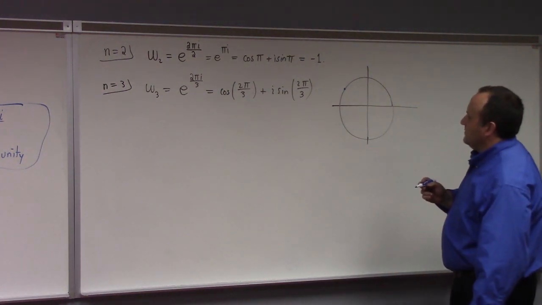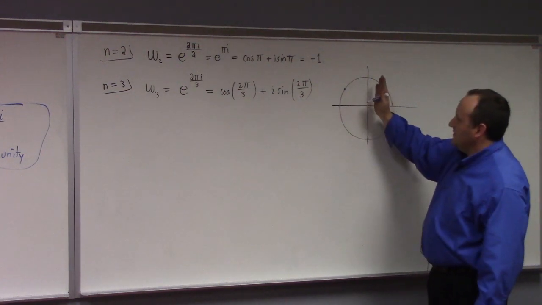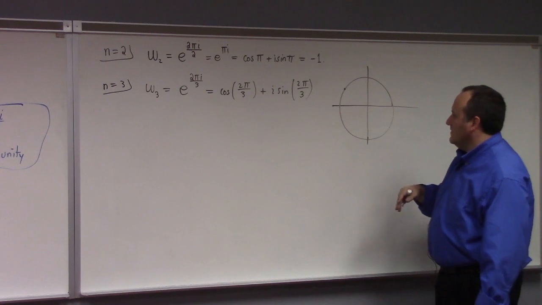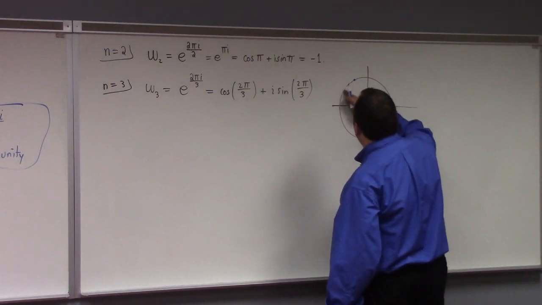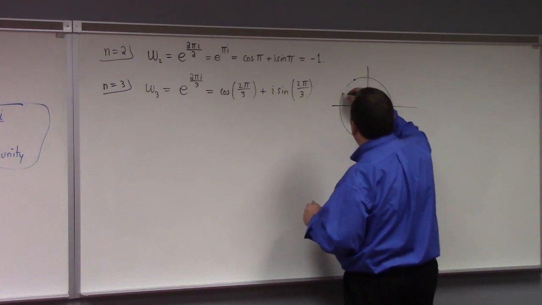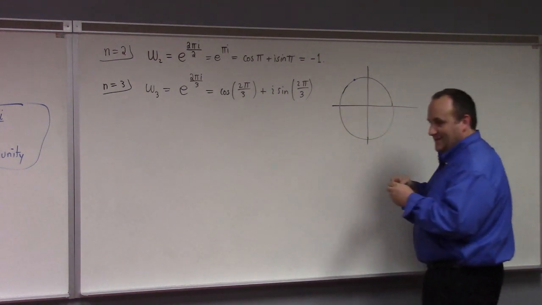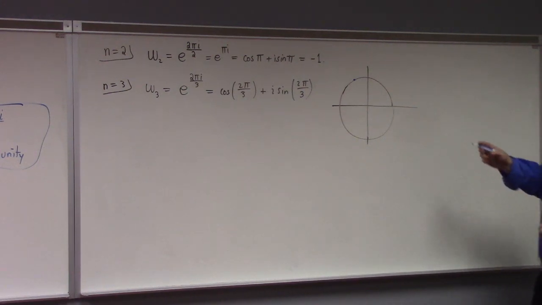Let me think about that for a second. How much beyond the y-axis is 2 pi over 3? 30 degrees. Oh, so it's more like up here, right? My bad. Don't tell Professor Young or any of the other people teaching pre-calculus I did that. It's very sad. So here's omega 3.